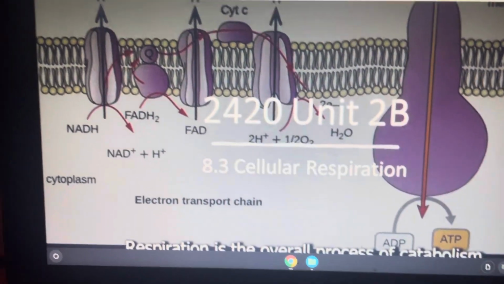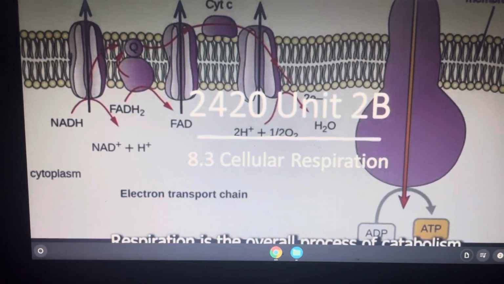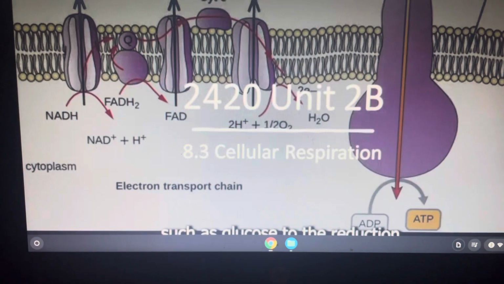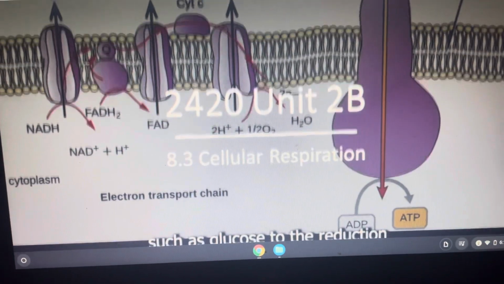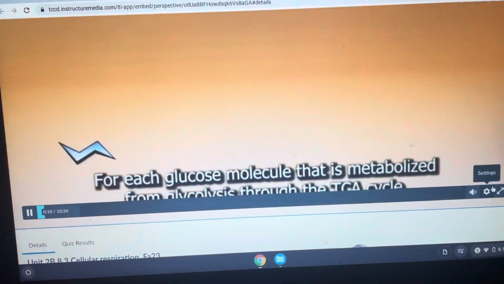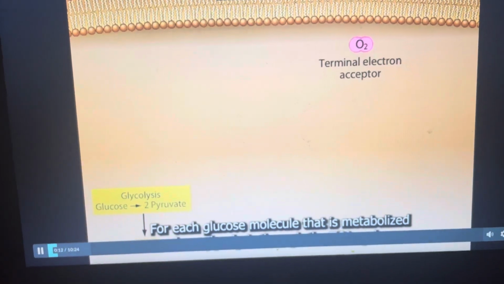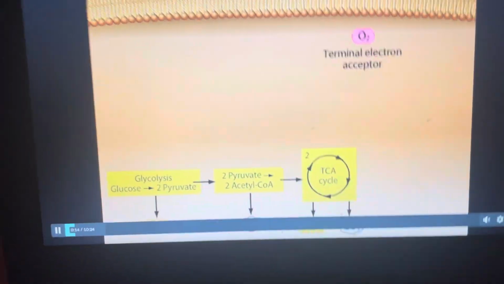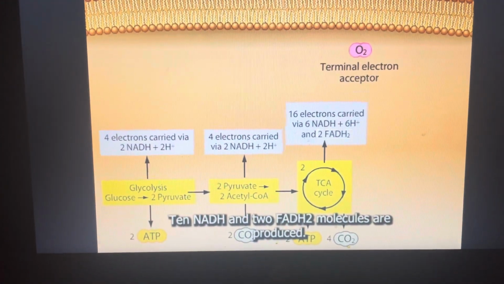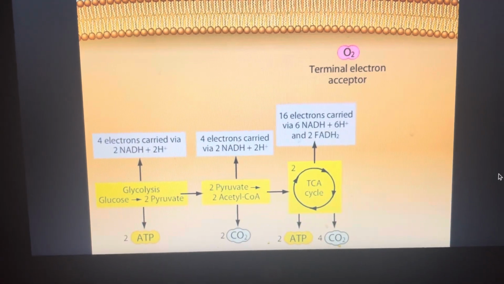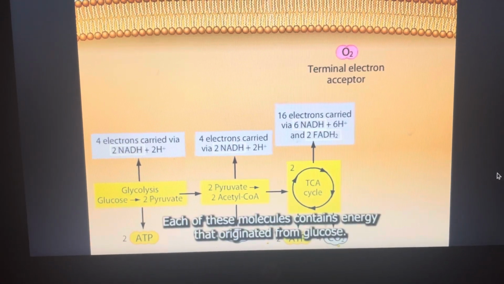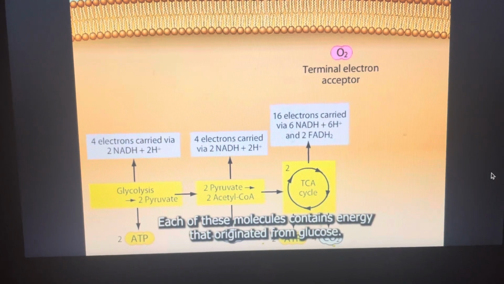Respiration is the overall process of catabolism, from the breakdown of a substrate, such as glucose, to the reduction of a terminal electron acceptor, such as oxygen. For each glucose molecule that is catabolized from glycolysis through the TCA cycle, 10 NADH and 2 FADH2 molecules are produced. Each of these molecules contains energy that originated from glucose.